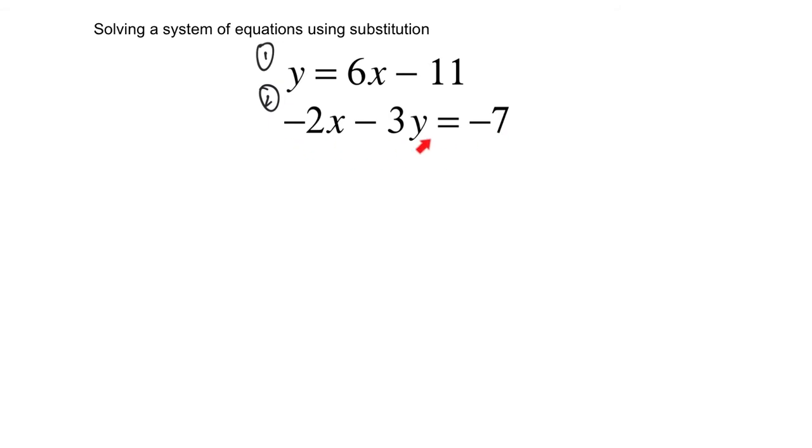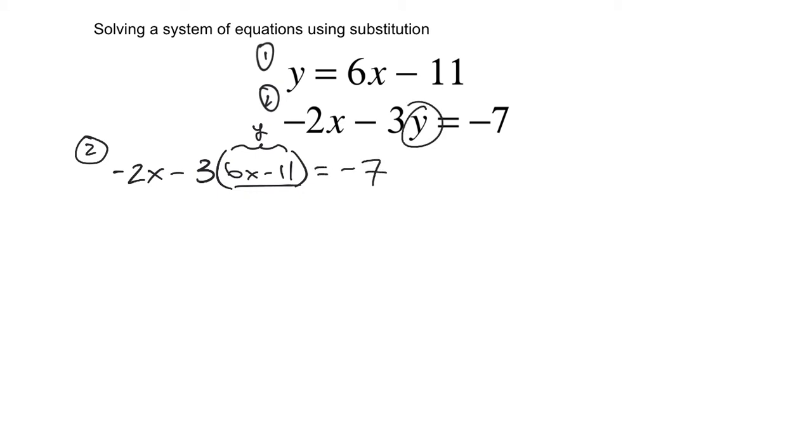I'm going to rewrite equation 2 in terms of x, which means the only variable that will appear is x. So negative 2 times x minus 3, parentheses, 6x minus 11. Why did I write that? Because y equals 6x minus 11, so I replace the letter y with this expression.